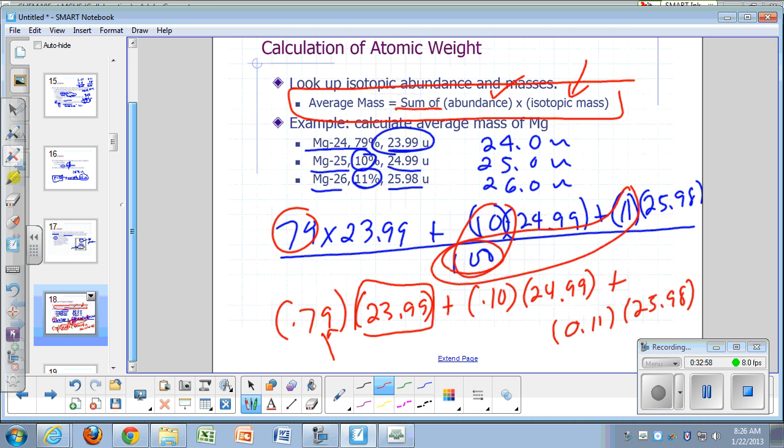Question? Is there still a lag? All right, so that's how you figure out the atomic weight that you see on your periodic table.